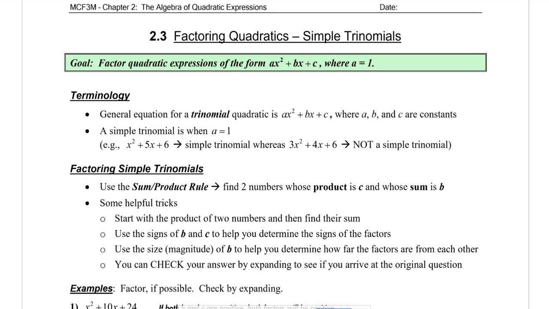Section 2.3, factoring quadratics. We're going to factor simple trinomials. What's a simple trinomial? If you think about a quadratic, ax squared plus bx plus c, this is what you've studied in the past, in grade 10. This is the standard form of a quadratic. A, b, and c are constant values. And in simple trinomials, a is equal to 1, okay? Other quadratics where a is something other than 1 we'll study later on. But for today, we're looking at simple trinomials where a is equal to 1.